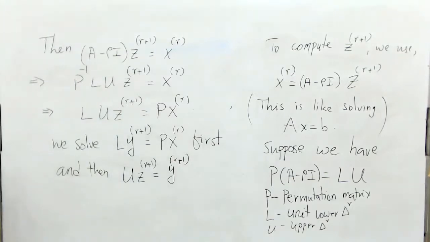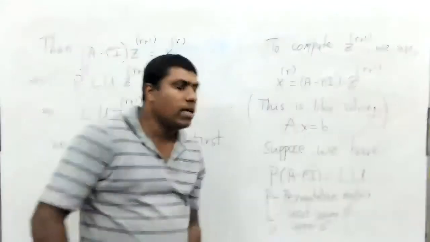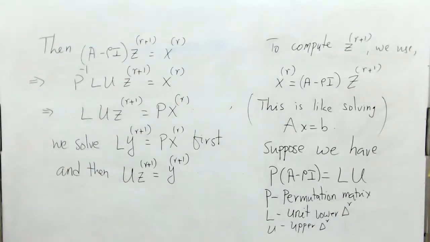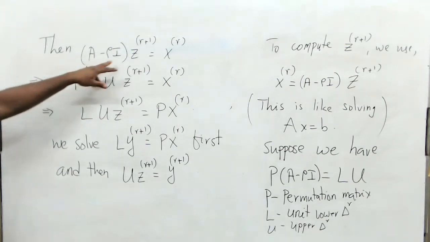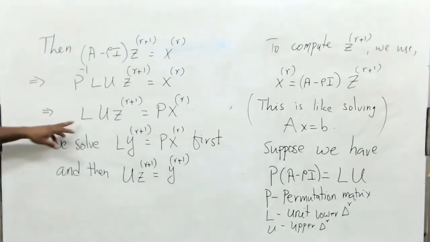So like the way we studied in the previous case, in the first chapter, what we do is we write the matrix A minus rho I as P(A minus rho I) equals LU form. So A minus rho I is equal to P inverse LU. So you substitute here, and you get P inverse LU times Z_{r+1} is equal to X_r, so that means LU times Z_{r+1} is equal to P X_r.